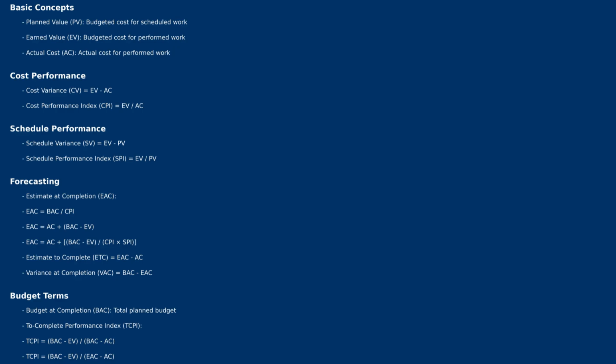TCPI stands for To Complete Performance Index. The formula for TCPI is (BAC minus EV) divided by (BAC minus AC), meaning budget at completion minus earned value, divided by budget at completion minus actual cost. TCPI means at what rate you need to progress from now onwards in order to achieve the target.